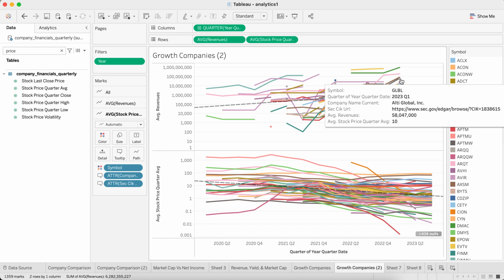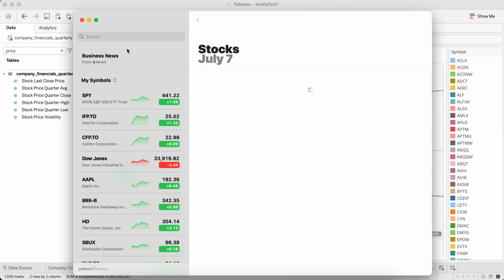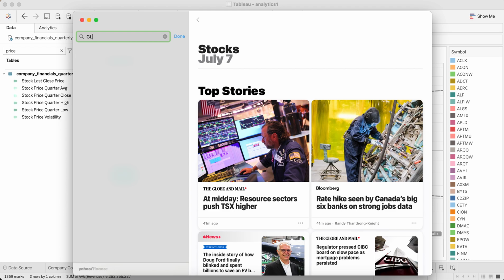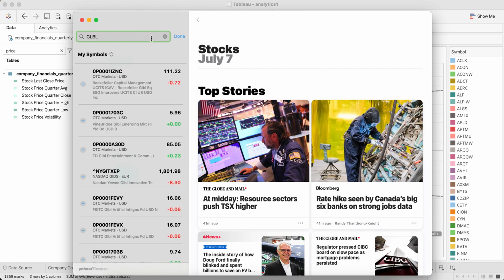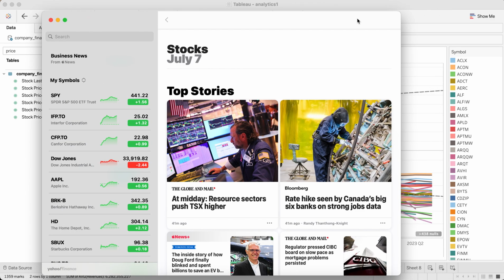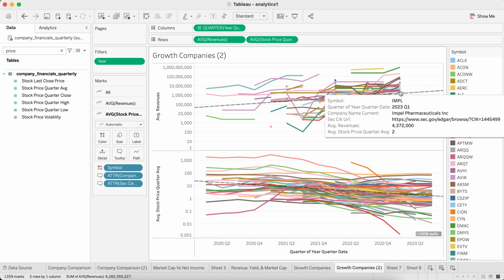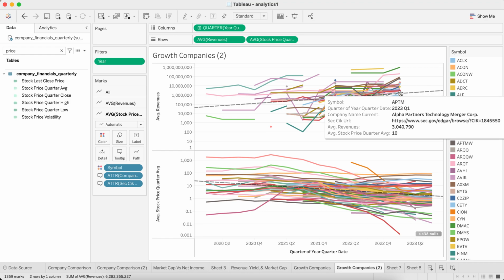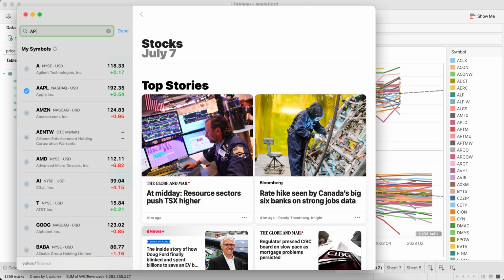What is GLBL? Let's open up Yahoo stocks and take a look at GLBL. Oh, perhaps it's not even listed anymore. Okay, let's take a look at some other company here. Something in the middle. Alpha Partners Technology. Okay, APTM. Let's see what is APTM.